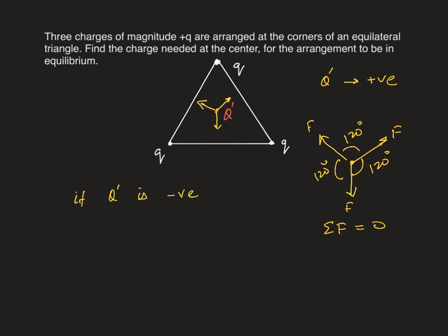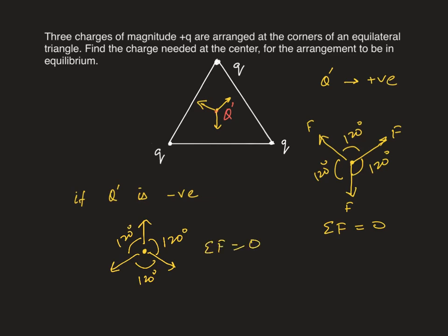If q dash is negative, then the forces on q dash will change. How will they change? Let's see. Due to this charge, it will be a pull force. So pull force, again pull force due to all other charges, and again all those forces are making 120 degrees with each other, and hence net force will be equal to 0.